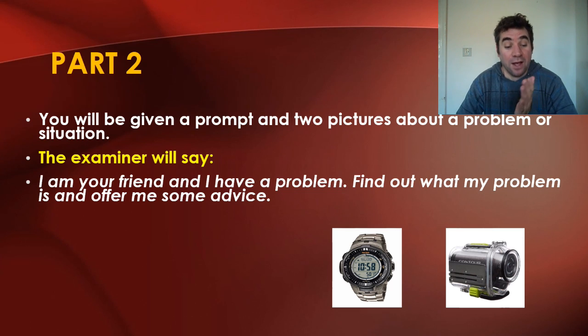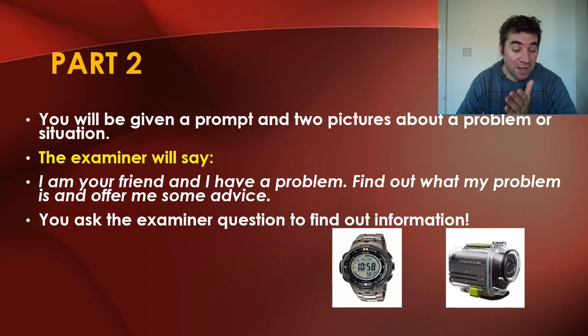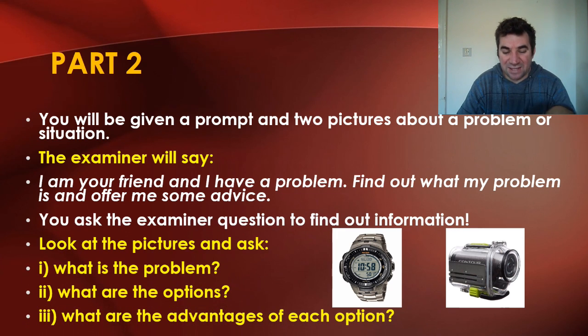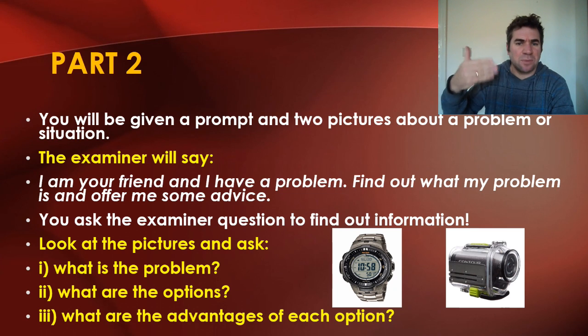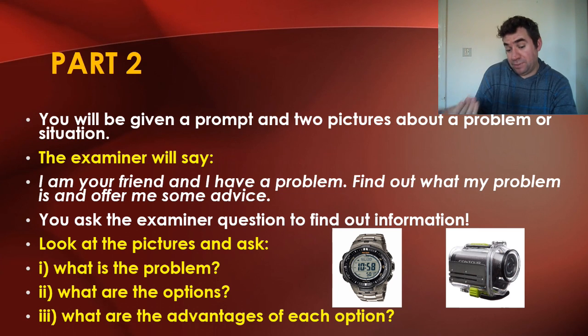So let's have a look. Something like this. On your prompt, you're going to have maybe a picture of a person and like these 2 pictures. So you'll be able to see there's a watch and a camera, and there's some kind of problem here. So perhaps the examiner or your friend wants to buy a present for someone and he doesn't know what to get, or he doesn't know what to ask his parents for Christmas. Something like that. It's going to be something fairly straightforward.